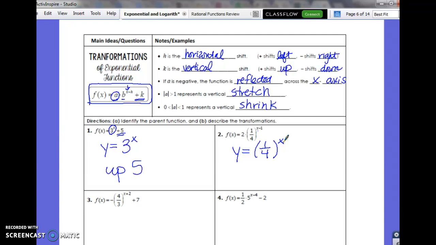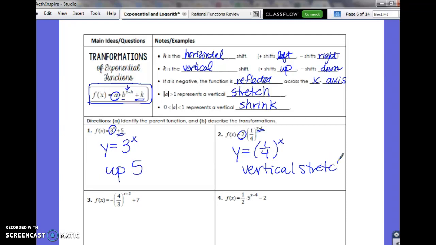Now, each additional number does something different. Like this 2 out front. How does it affect the graph? Now this number here would move it left or right. The number that is up there with the x in this original is called h. We'll move it left or right. So the 2 causes a vertical stretch.